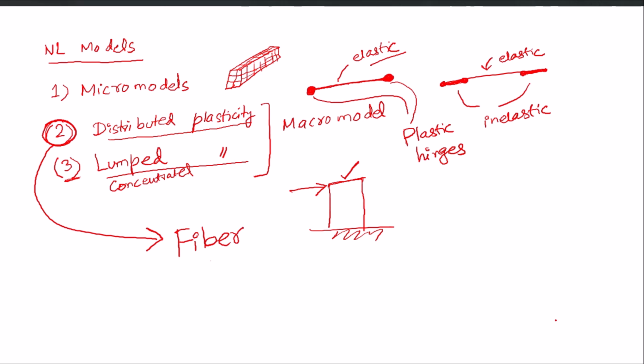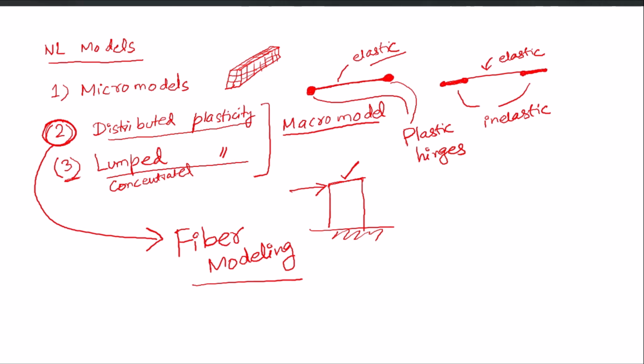Fiber modeling approach. So please keep this overall picture in mind, that you can have micro models or macro models, and within macro models you can again have two approaches depending upon how you actually incorporate the inelastic action in your element or member level. If you incorporate it along the length, it will be distributed, but if you concentrate it at a certain point only, it will become lumped plasticity or concentrated plasticity.